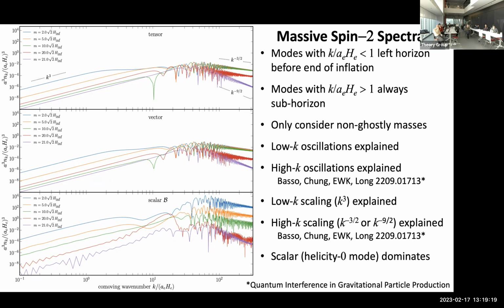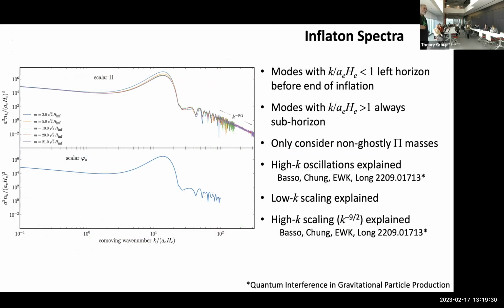So there are two other modes. There's the B, the pi, which is the second inflaton. So there are two inflatons. There's the scalar, it remains phi U, and the scalar pi, the fluctuations there. And that was calculated.